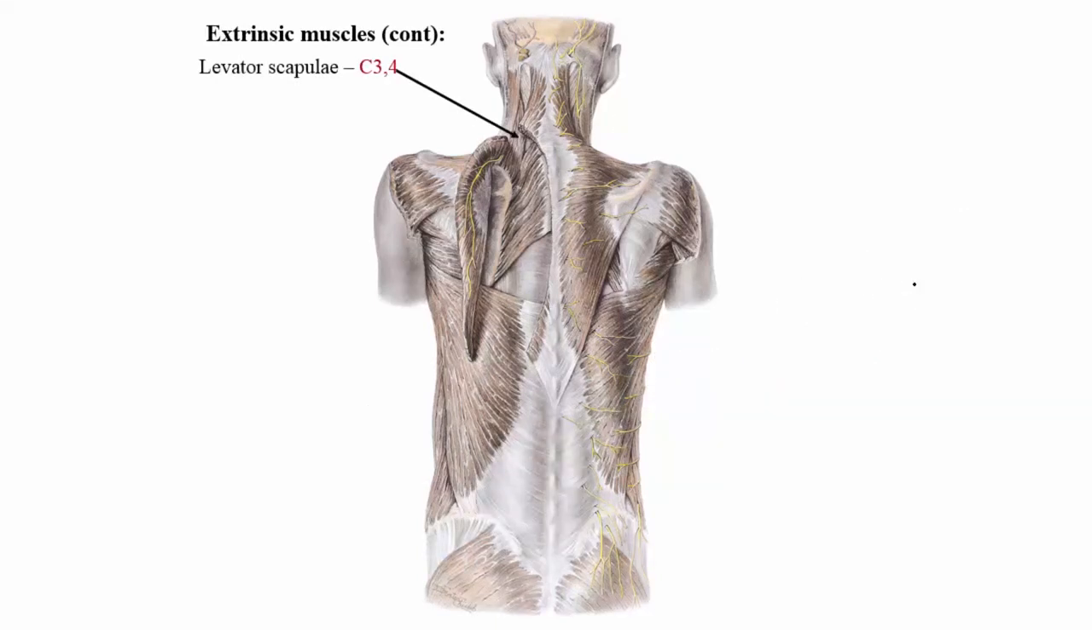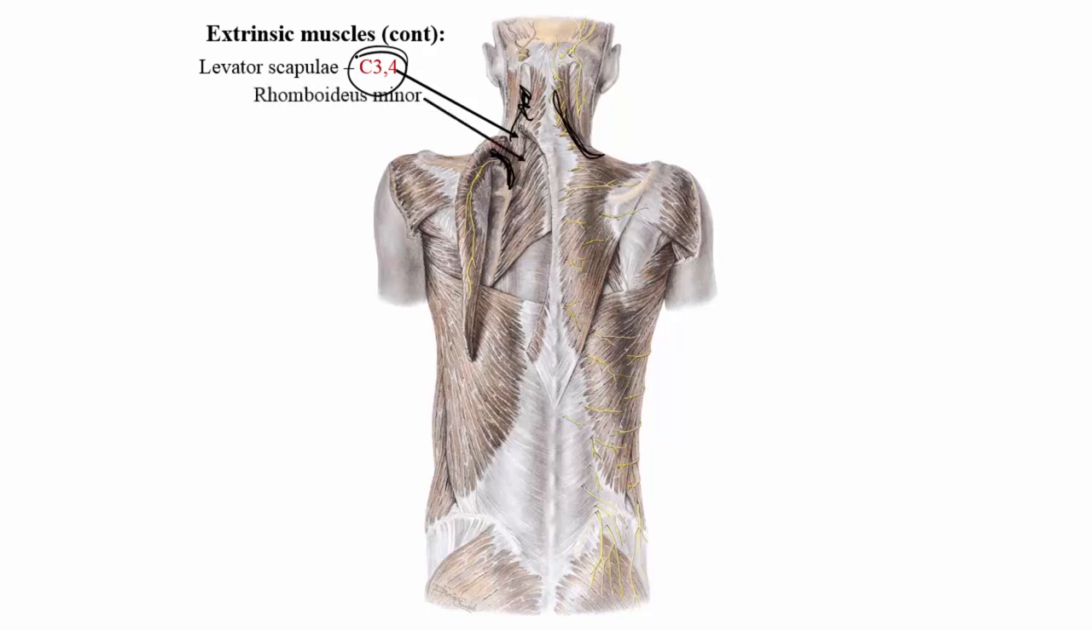Another extrinsic muscle is called levator scapulae. It attaches to the superior angle of the scapula and goes up and attaches to the transverse processes of cervical vertebrae. So it takes the scapula and elevates it, helps pull it up along with the upper fibers of the trapezius. So it is supplied by nerves to levator scapulae, C3 and C4, from the cervical plexus.